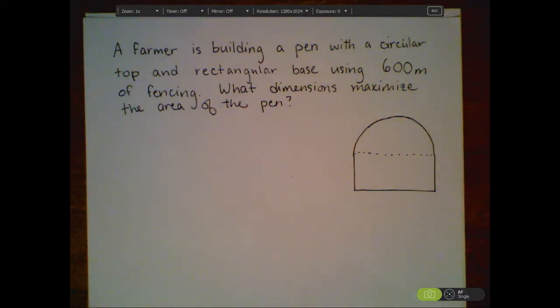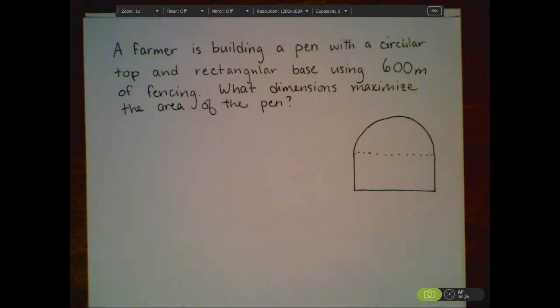So we're going to do another applied optimization problem. Suppose a farmer is building a pen with a circular top and a rectangular base, and he's using 600 meters of fencing to create this pen. A pen is a container for animals, usually pigs. What dimensions are going to maximize the area of this pen?